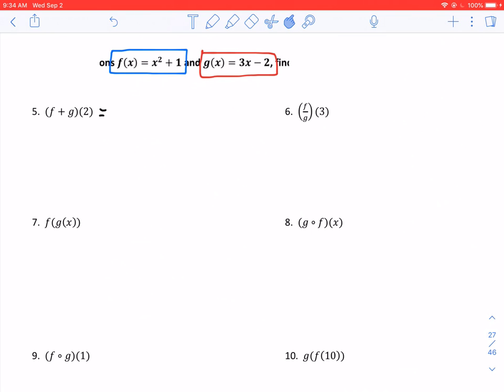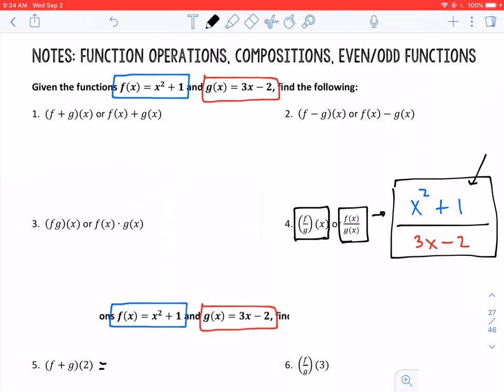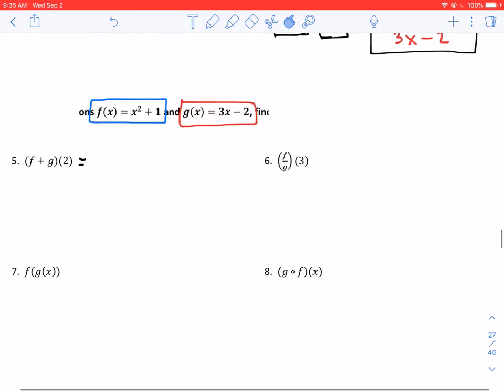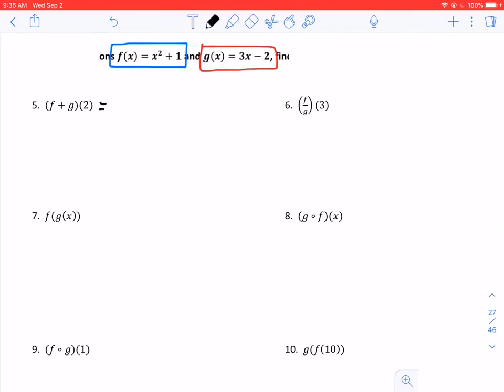Now remember, f plus g of anything is the same exact thing as f of x plus g of x. So when I ask what's f plus g of 2, what I'm really asking is what's f of 2 plus g of 2. That's what this question is asking. So when I see f plus g in the parentheses of 2, I know that that means f of 2 plus g of 2. Okay.